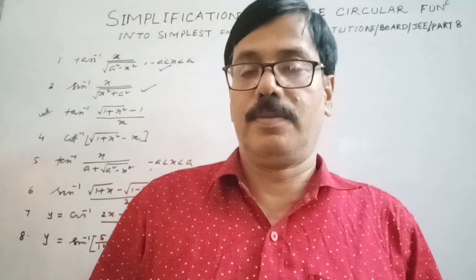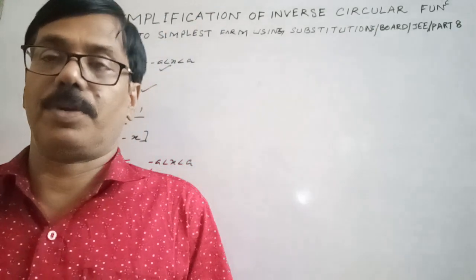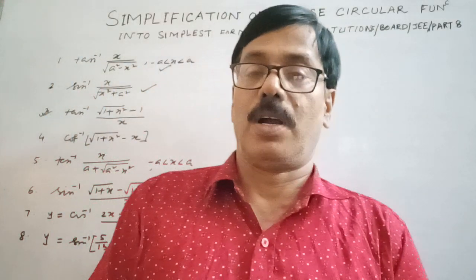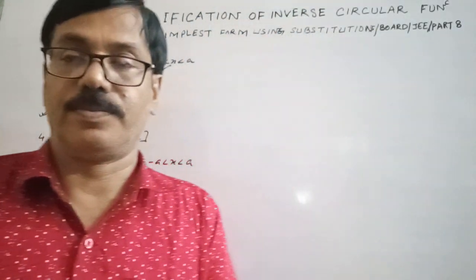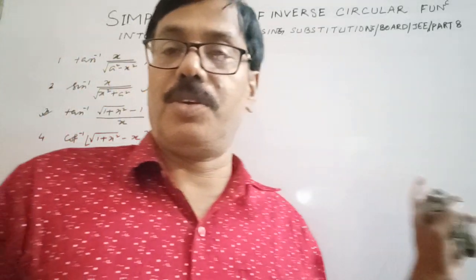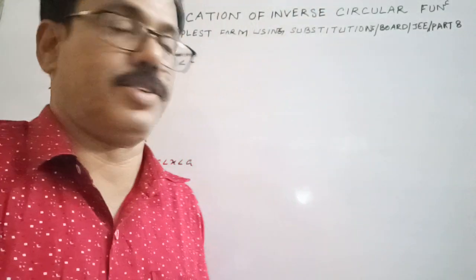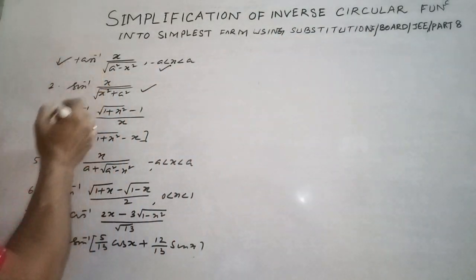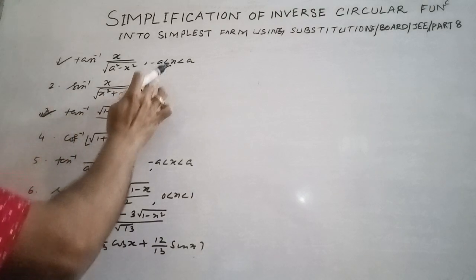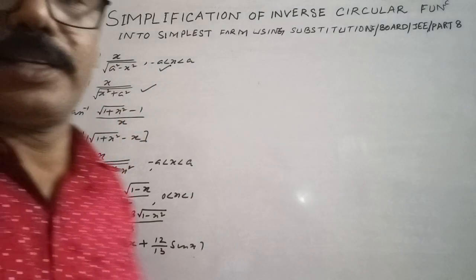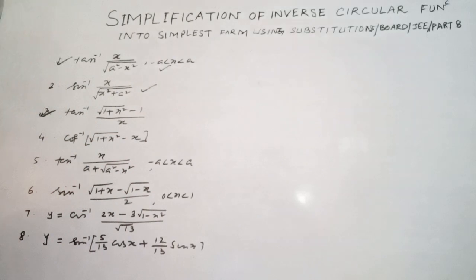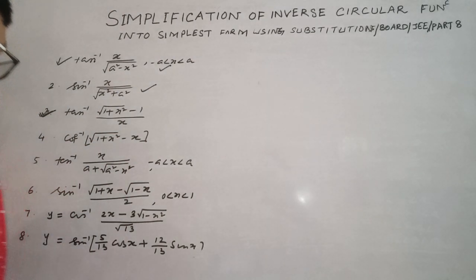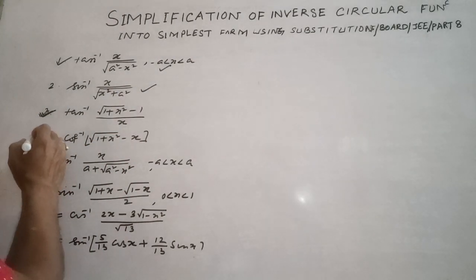We are discussing simplification of inverse circular function by substitution method. This is continuation of part 8. In part 8 we have already discussed problem number 1 and problem number 3. Problem number 2 is exactly the same as 1. Then problem number 4.